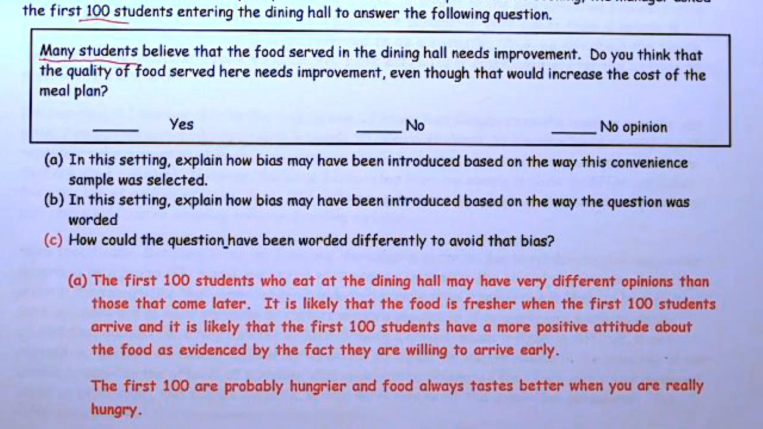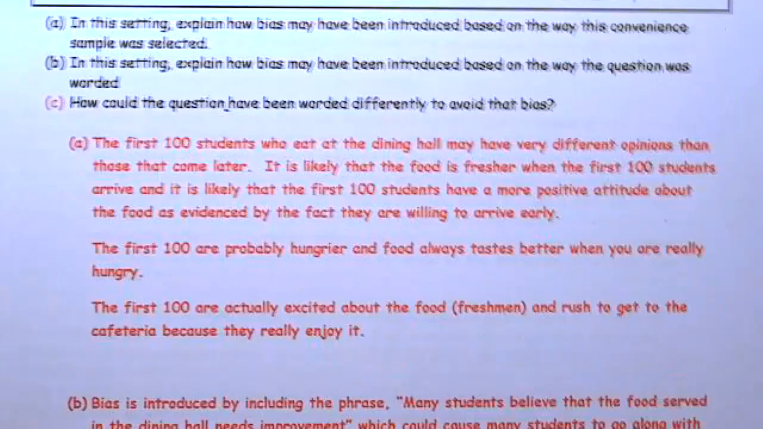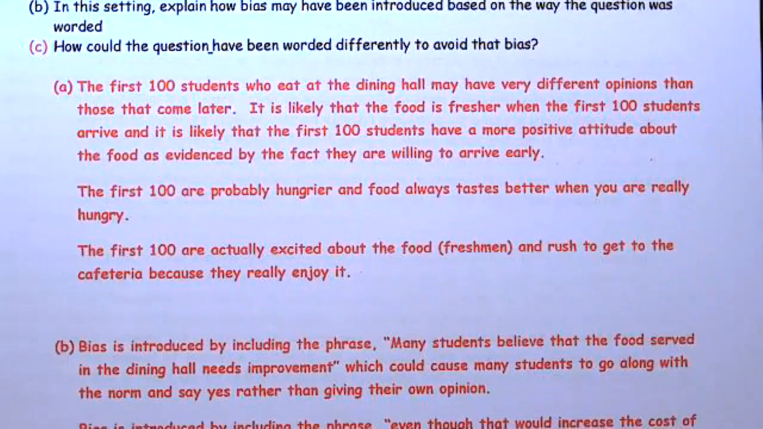All right? And that's what I said here. Many students believe that the food served in the dining hall needs improvement, which can cause many students to go along with the norm and say yes rather than giving their own opinion. So we're going to overrepresent the group that says that it needs improvement and underrepresent those that believe that it doesn't. All right.